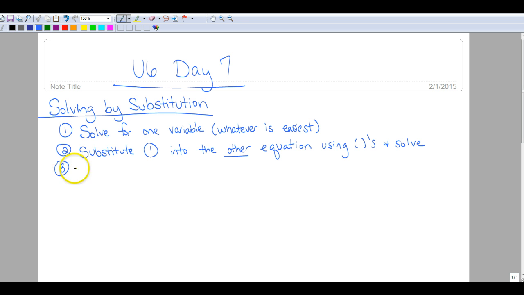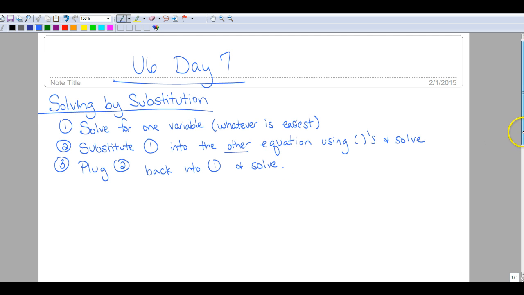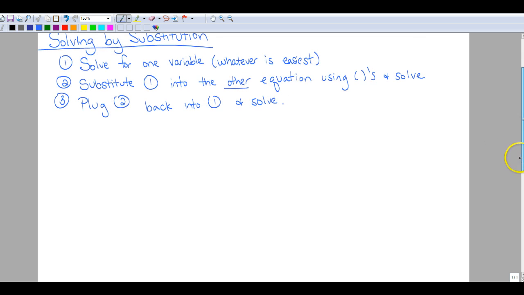Final step is you're going to plug whatever you got from step number 2 back into step number 1 and solve. And I know this doesn't make any sense. It will, I promise. So let's give this problem a go and we'll follow those steps and hopefully it'll make sense.